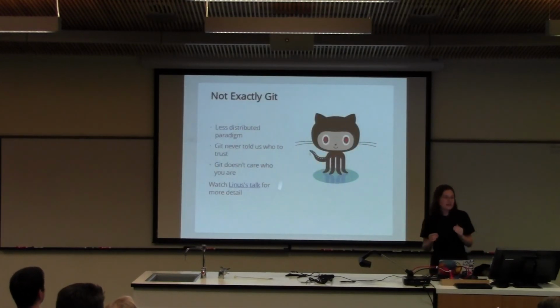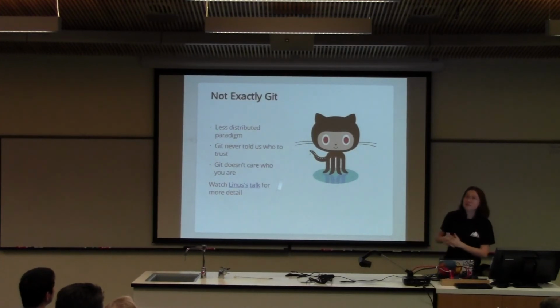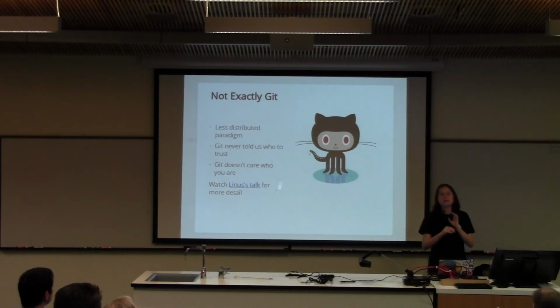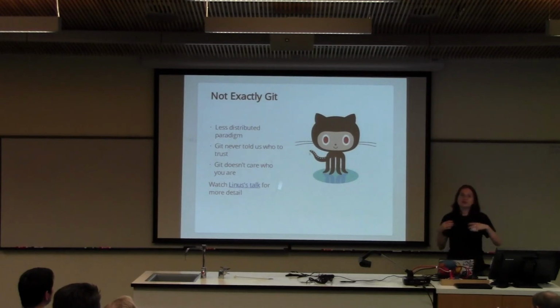It is not exactly Git. It is not distributed. It centralizes things onto the GitHub servers. This takes away some of the benefits of distributed version control that I told you about at the start. GitHub adds access control and user management in a way that Git never intended to. Git doesn't really care who you are, just who you say you are.